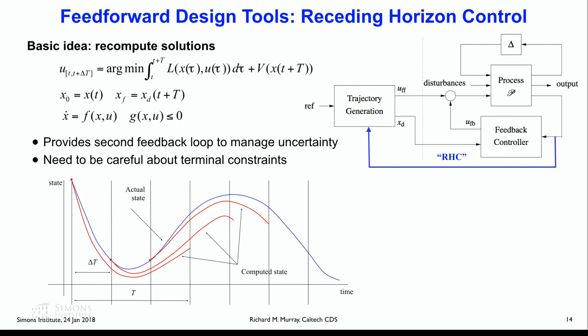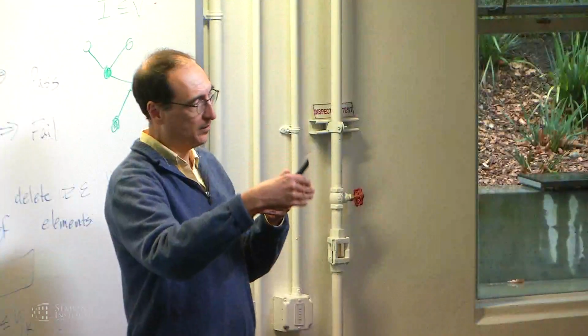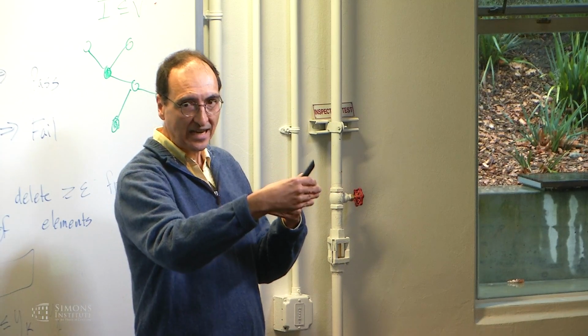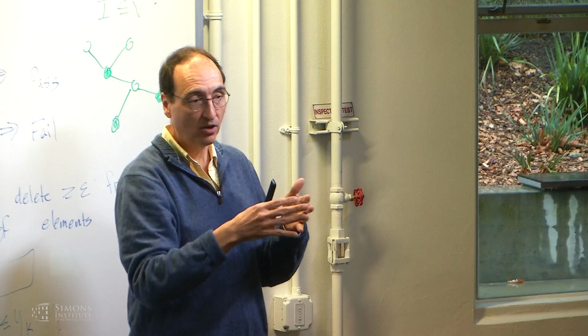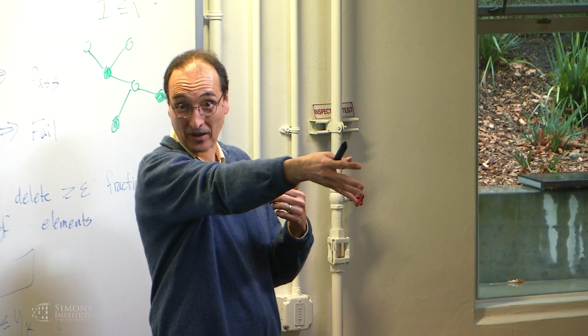Now, one thing I'll say about this is that you do have to be careful about the terminal constraints. The reason is because you're minimizing over some fixed horizon, and you have to be careful that your optimization over that, let's call it short-term horizon, takes into account what happens after that somehow. Because I could make the right short-term decision but ignore the implications longer on.